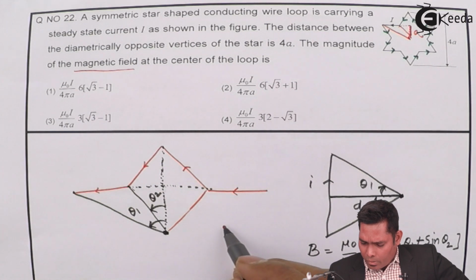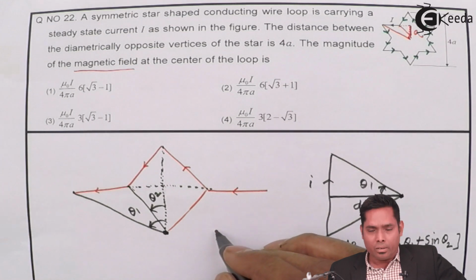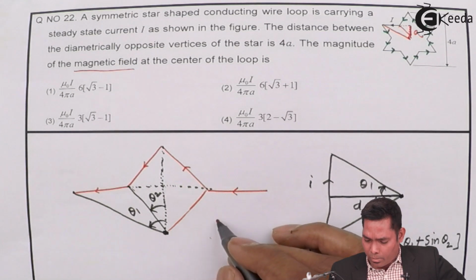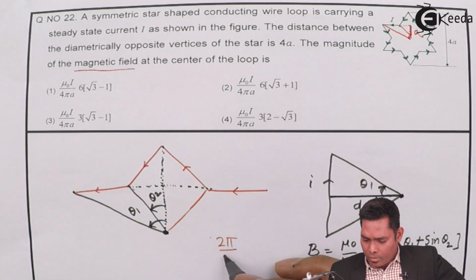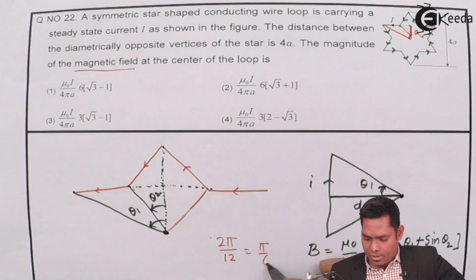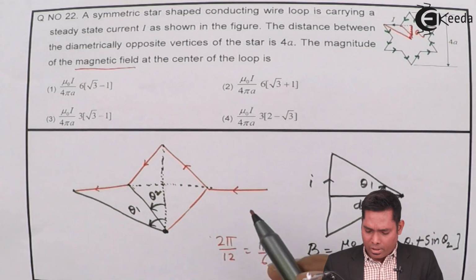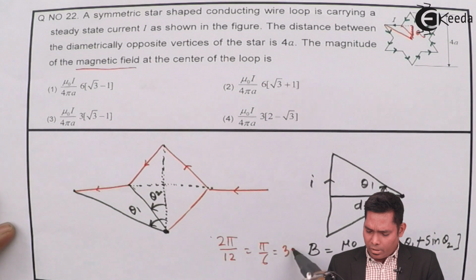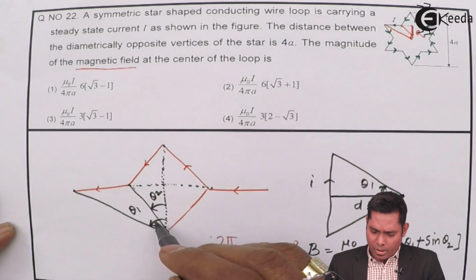For a regular 12-sided polygon, the angle that any side will project is 2 pi divided by n, the number of sides, 12, so it is pi by 6. So each side will project an angle pi by 6. Pi by 6 is 30 degrees. So this angle is actually 30 degrees. Each side will project an angle of 30 degrees.